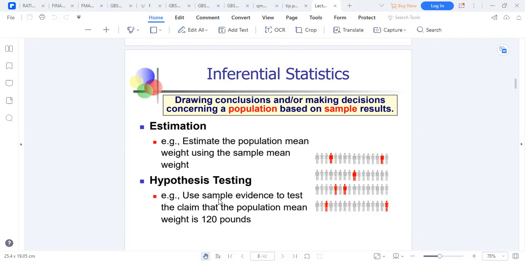So under non-probability sampling methods, yes, please. Sorry, Mr. Collins. So is cluster sampling the same as stratified? Is it stratified or something?